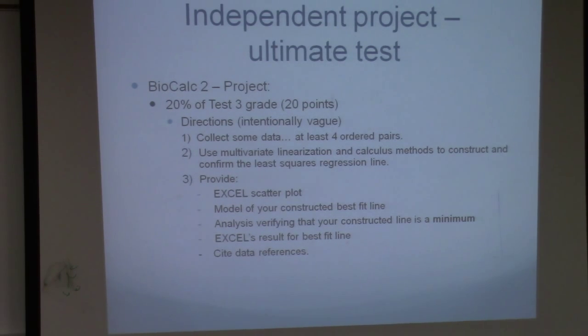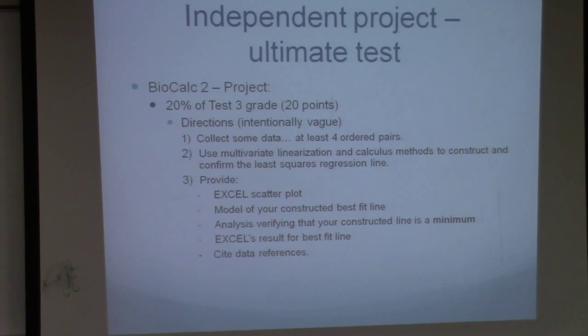Okay, I got the Curve all set, I got to review. And I said, okay, so here's what you're going to do. You've got to collect some data, at least 4 ordered pairs. And then you're going to use linearization on that multivariate data and get me the line of best fit. But you've got to make the line of best fit, so you have to do some analysis with the multivariate.